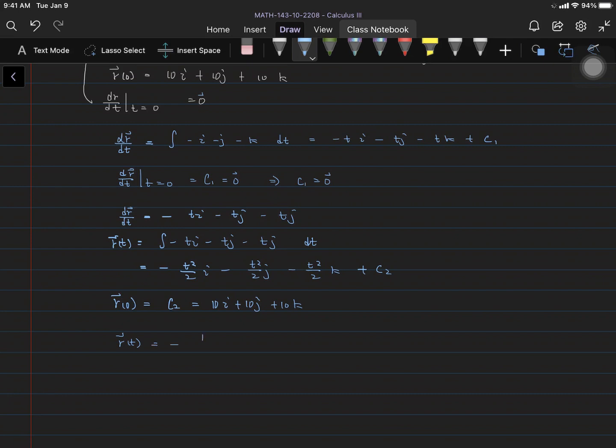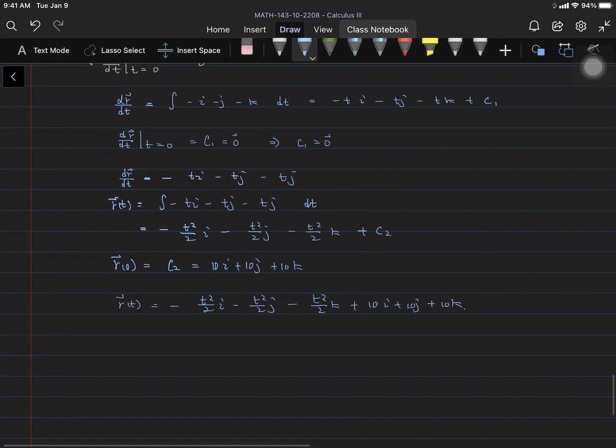So my r(t) final answer should be this one, plus c2, where c2 is 10i plus 10j plus 10k. We don't like to write this form. We want to combine the components, the i components together. So it's negative t squared over 2 plus 10 i. And the j components together, plus 10 j, and over 2 plus 10 k. So that is our r(t) final answer. Okay, so we can stop here.